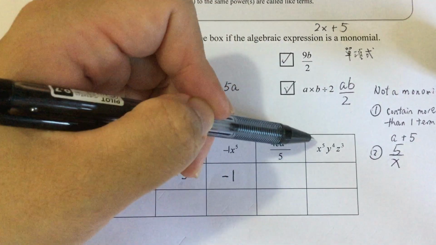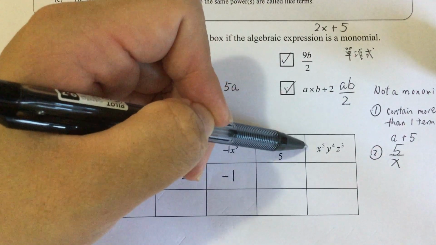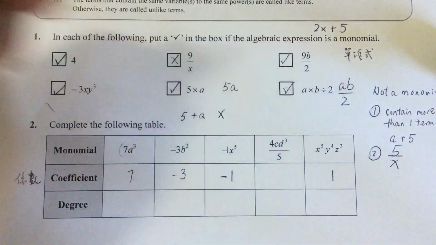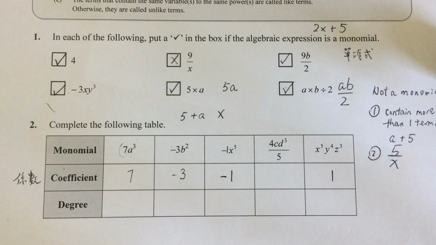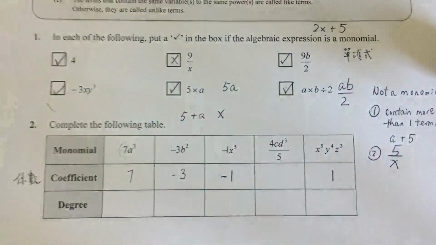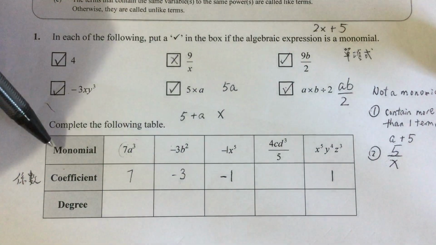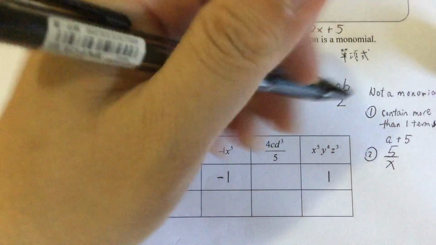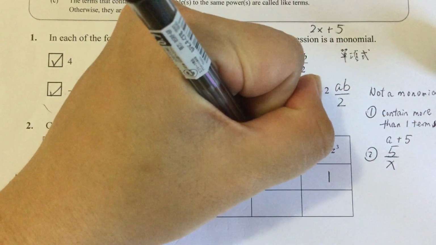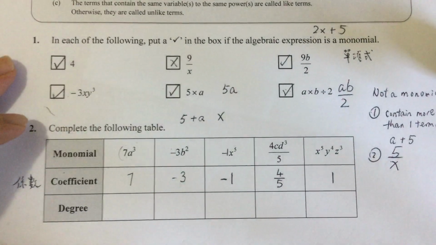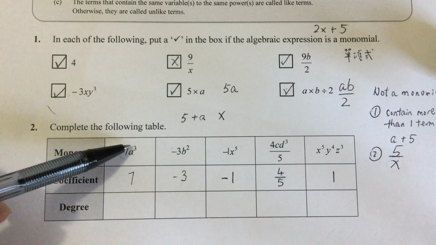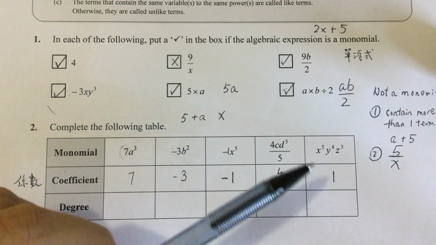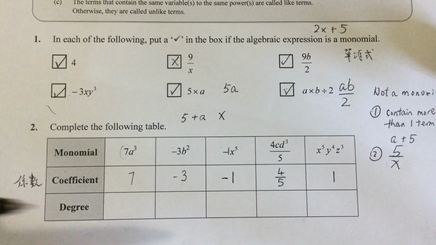For the last one, you will see you do not have a number before any unknown, so this number must be 1 but not 0. Okay, 0 times everything will be 0, so we do not have it. Okay, the last one you will see the monomial, for this one you will see 4 and 5, so we write 4 over 5. So this one is called the coefficient. That means the number attached to the unknown, so we just write it down easily.